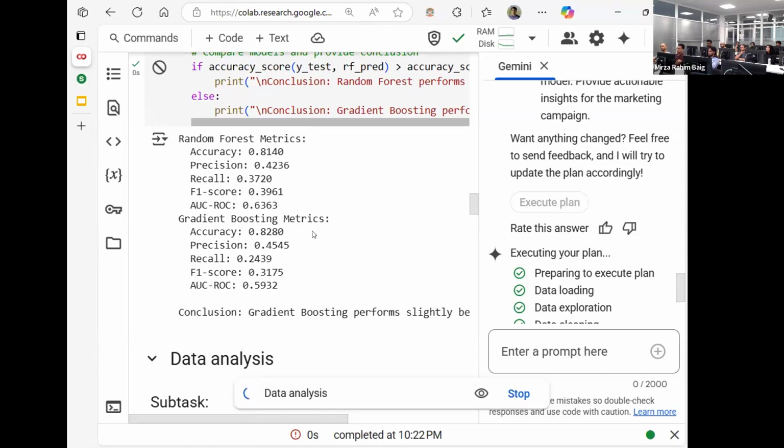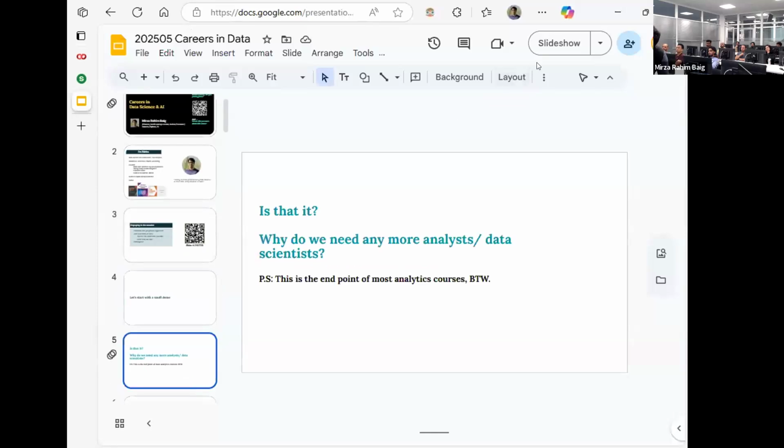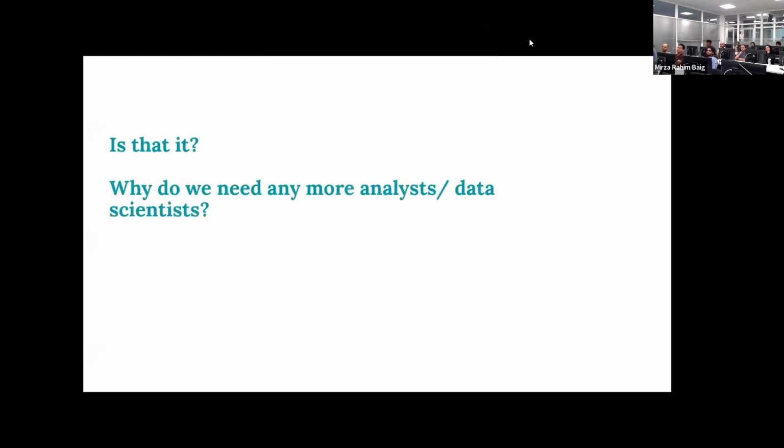And just to get there, a regular junior analyst will take a lot more time, a lot more guidance, a lot of headache. So then the question becomes, what is the point? Is that it, right? If this is it, why do I need any of these people? Why do I need these analysts? Why do I need data scientists?